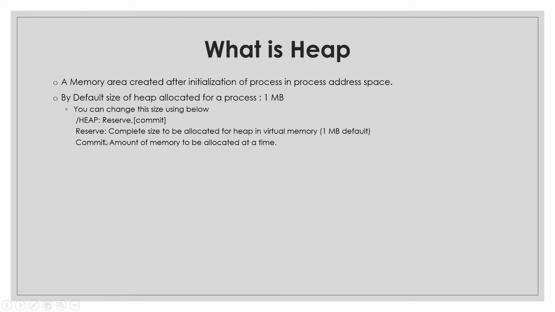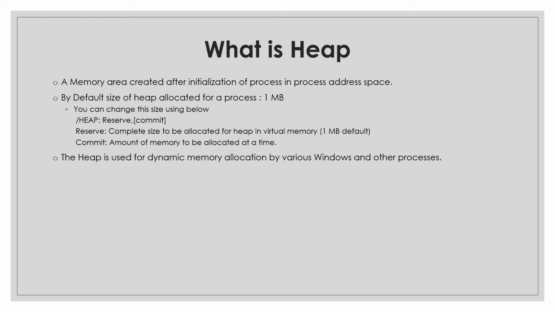The reserve value is used to tell what will be the full size for the heap to allocate. What will be the complete size, the maximum size that can be used for the heap, will be indicated by the reserve. And this is by default 1 MB, which we have already discussed. And then comes the commit. Commit is the amount of memory to be allocated at a time. When the memory for your heap will be allocated, it will be in chunks of this commit size.